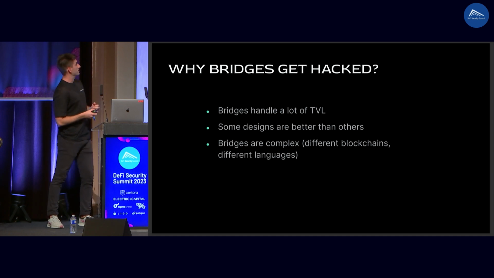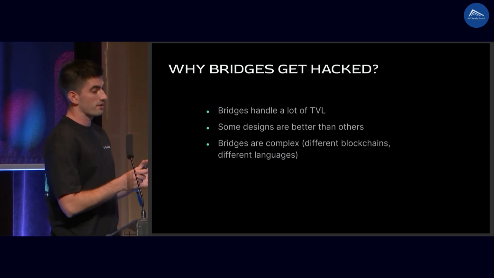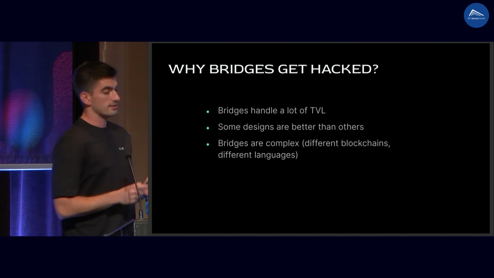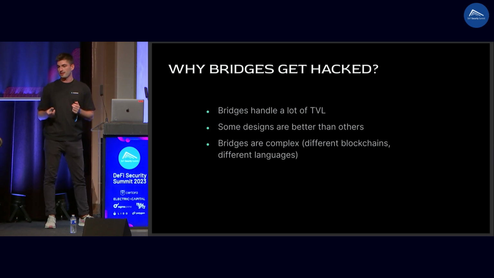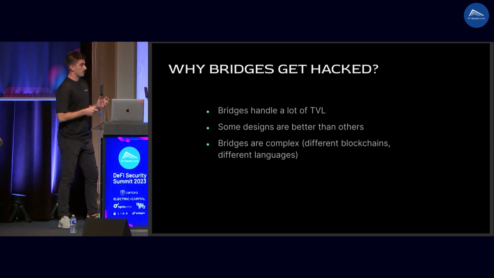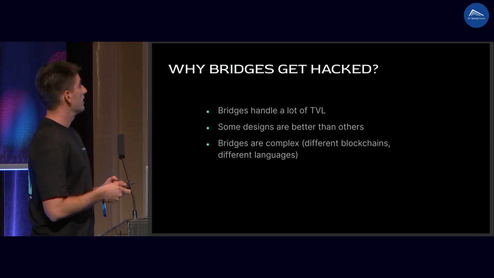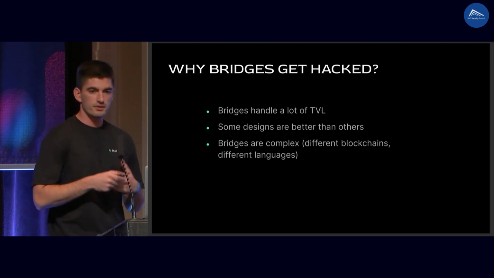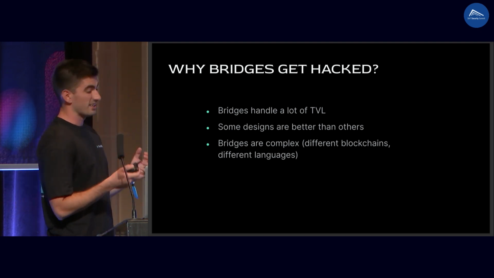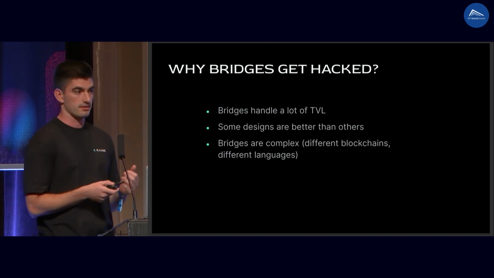I guess the first reason is that bridges handle a lot of TVL, so they are very good targets for attackers. The attackers are mostly rational economic actors, so bridges are very targeted. Some bridge designs are better than others, more on that later. And bridges are very complex. Sometimes they have to integrate many different blockchains and be written in different languages, so they end up being even more complex than the blockchains they are integrated with.